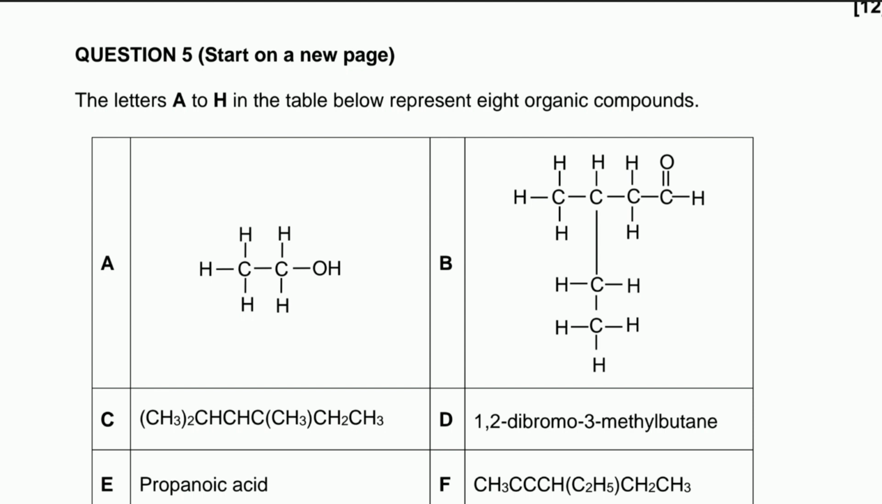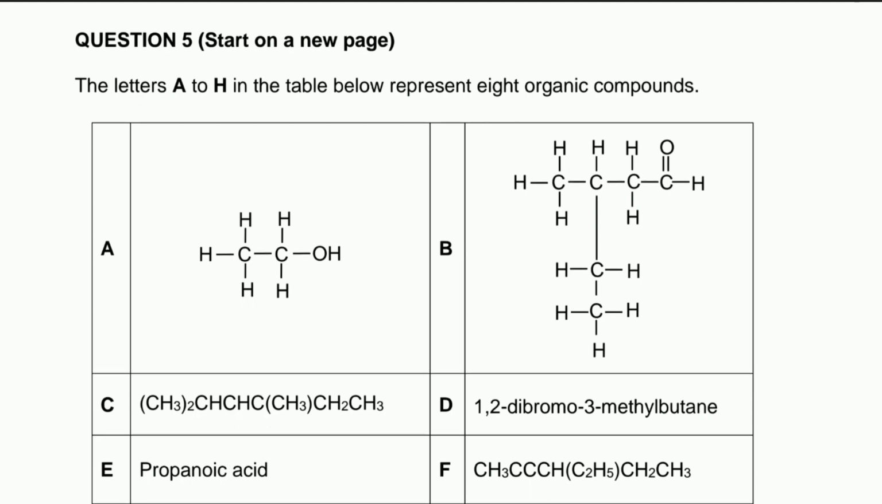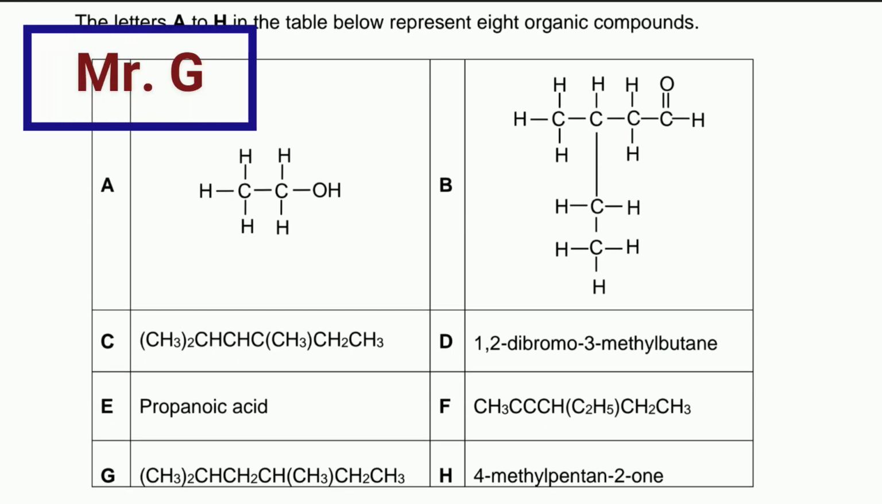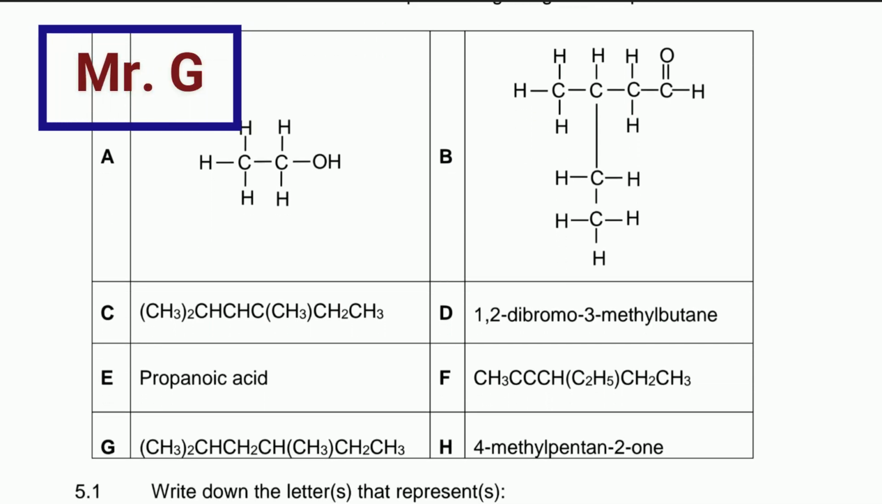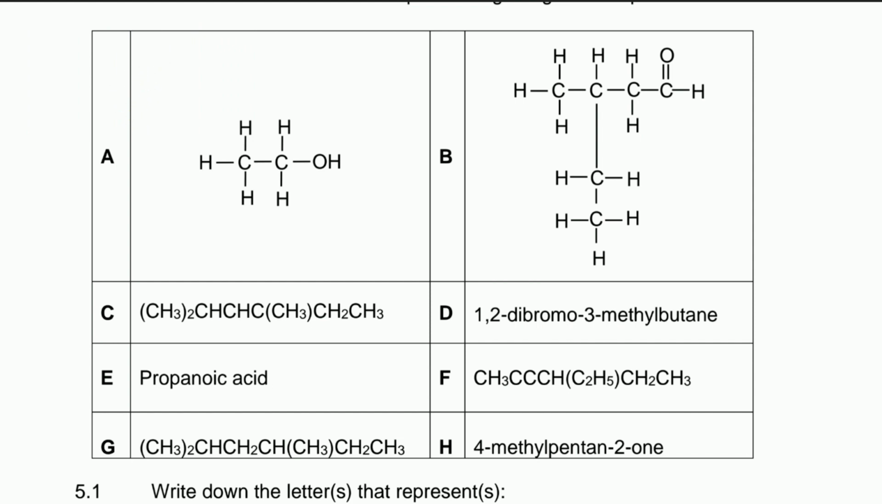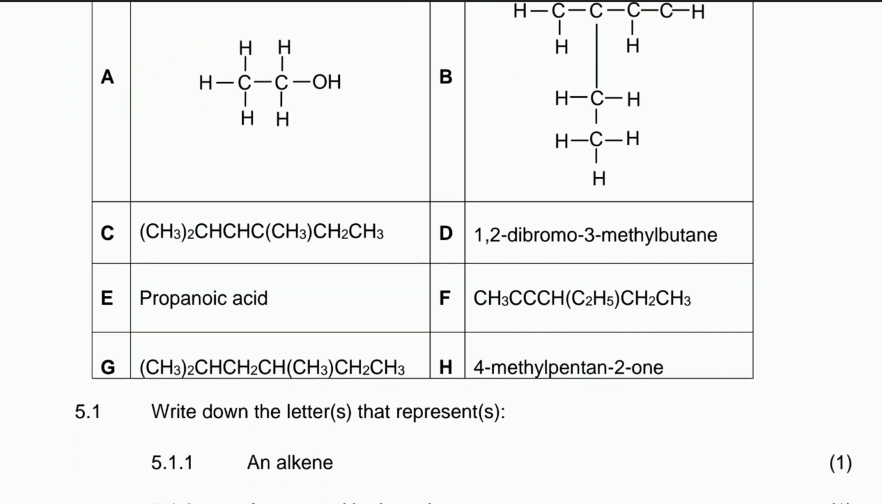Question 5 says the letters A to H in the table below represent 8 organic compounds. And then you have 8 organic compounds in this table. Question 5.1 says write down the letters that represent an alkene.